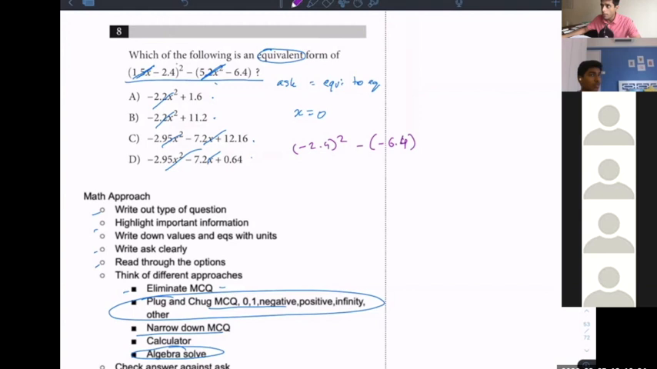So can somebody raise their hand that thinks they have the fastest way of solving this, what I've written in purple, the fastest way?